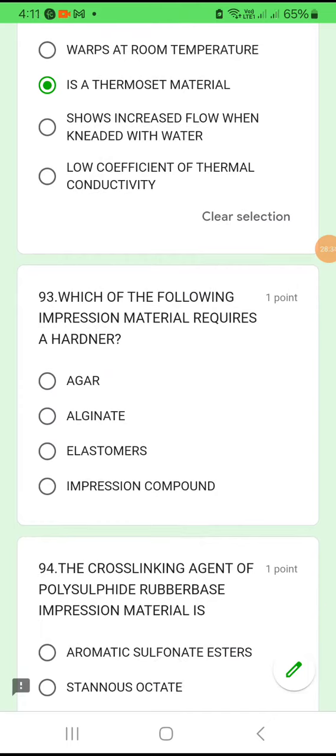Agar, alginate, elastomers or impression compounds? The impression material requiring a hardener is agar material.